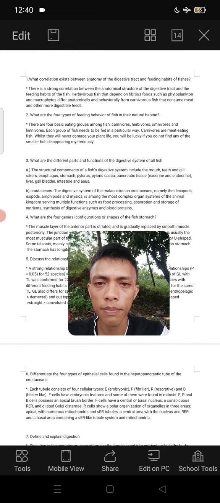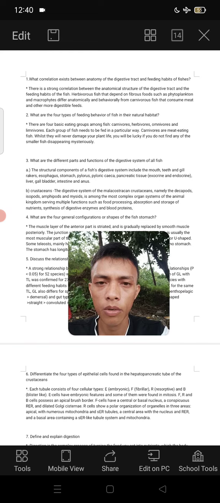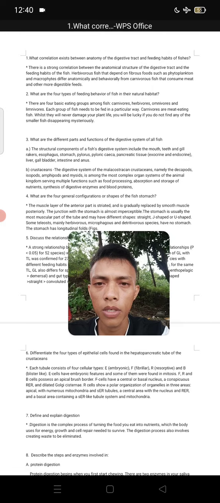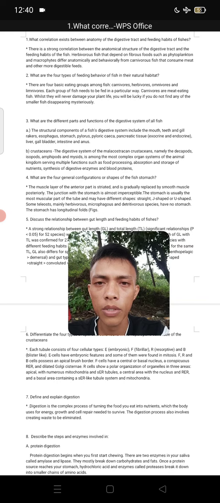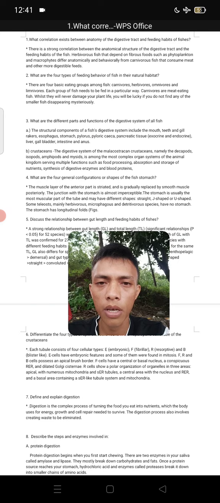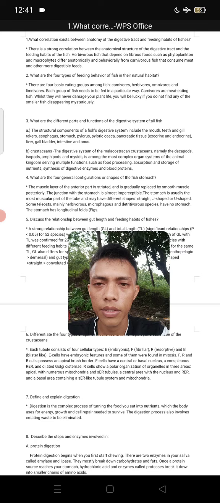Number 3. What are the different parts and functions of the digestive system of fish? Here are the different parts of the digestive system of fish. A. The structural components of a fish digestive system include the mouth, teeth, gill rakers, esophagus, stomach, pyloric caeca, pancreatic tissues, exocrine and endocrine, liver, gallbladder, intestine and anus. B. Crustaceans.